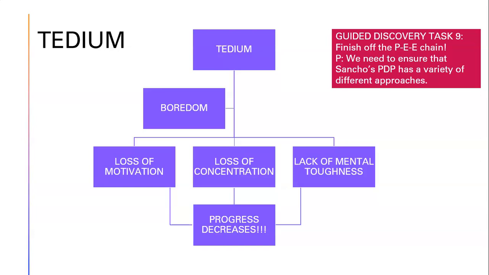So task 9, I'm going to allow you to use a bit of guided discovery. I'm going to give you the point as part of the PEE chain. You simply need to go away and explain the rest of the answer by giving me the effect and an example. So the point that you're going to build off is we need to ensure that Sancho's PDP has a variety of different approaches. So what we're doing there is saying how we avoid tedium setting in.